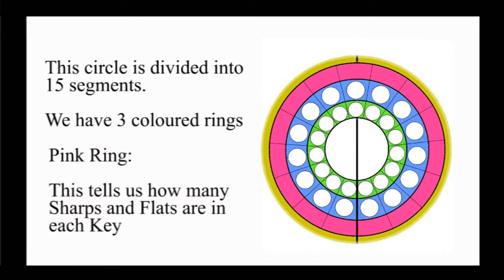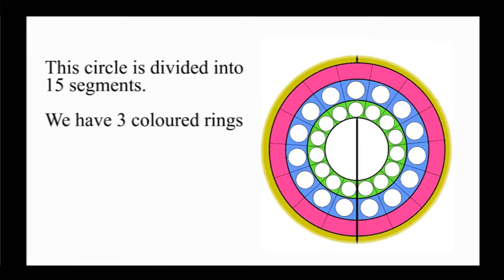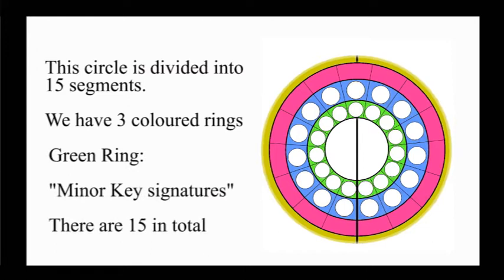The pink ring. This tells us how many sharps and flats are required in each key. The blue ring. Major key signatures. There are 15 in total. The green ring. Minor key signatures. There are 15 in total.